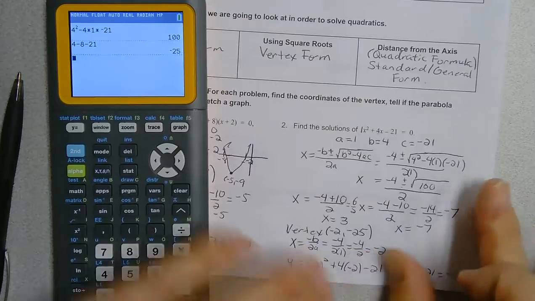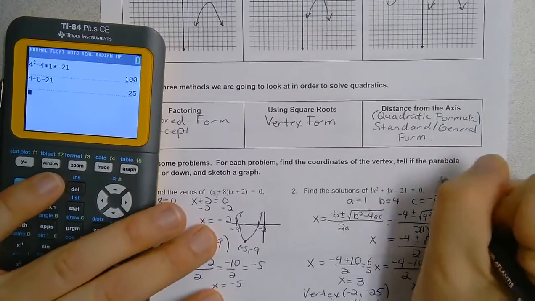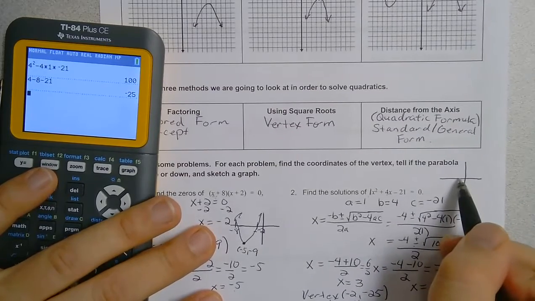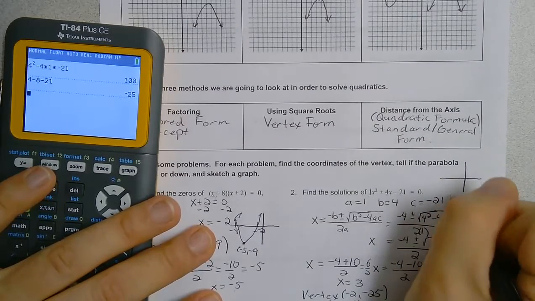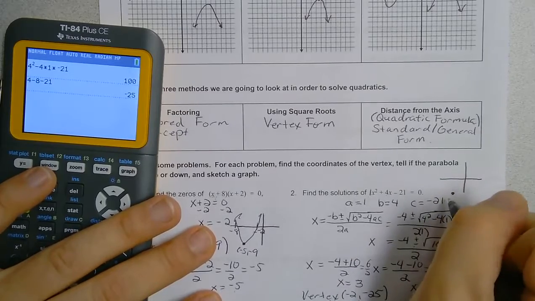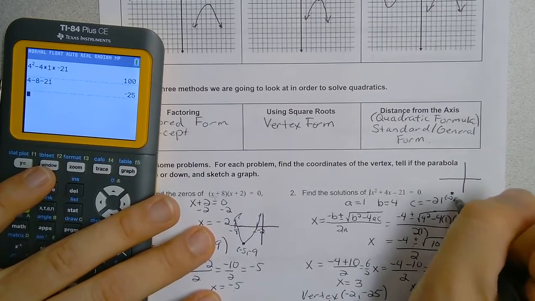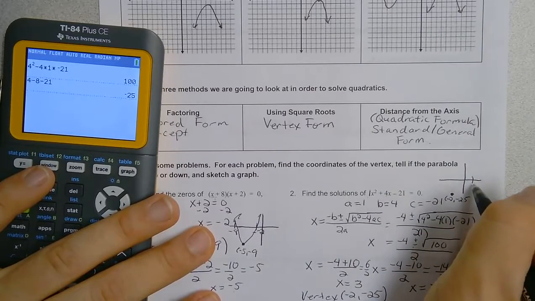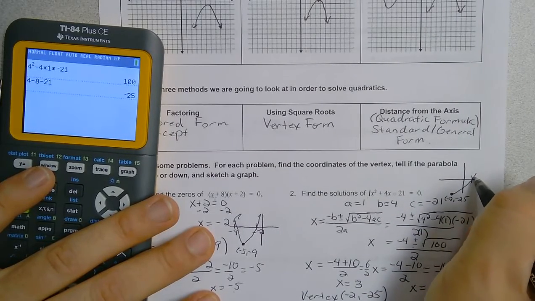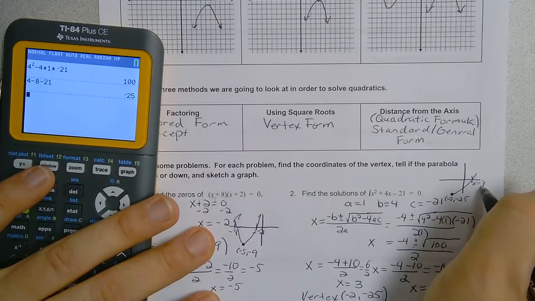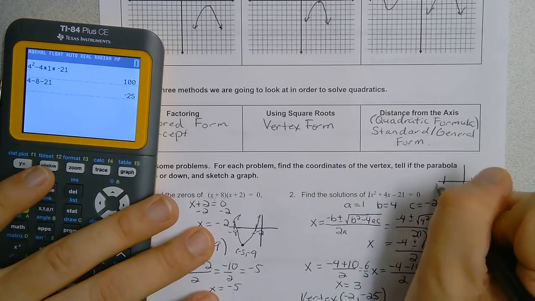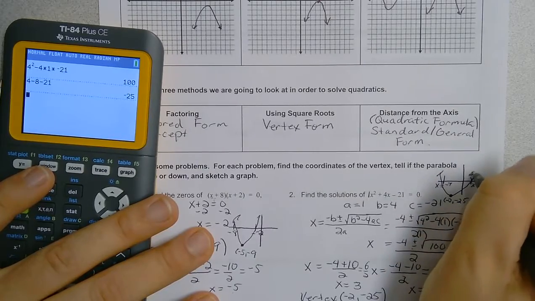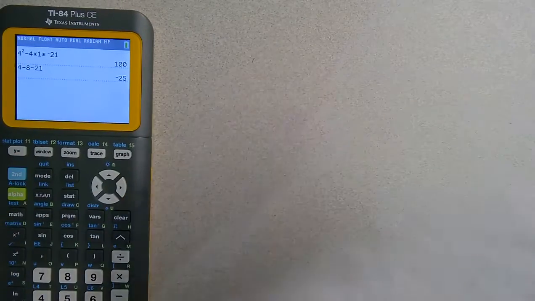So to just quickly sketch that graph, I'm going to put this over here. Negative 2, negative 25 is going to be down here in the third quadrant. I'm just going to label it. And then our roots are 3. So I'm going to put over here, x equals 3. And then I'm going to put here, x equals -7. Draw my parabola, and we can see it opens up.